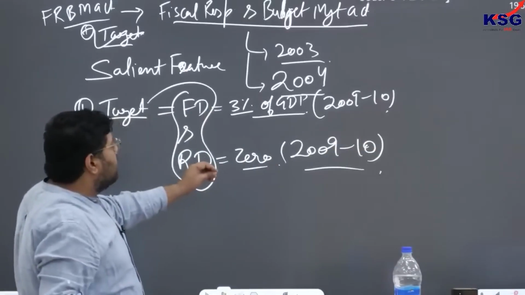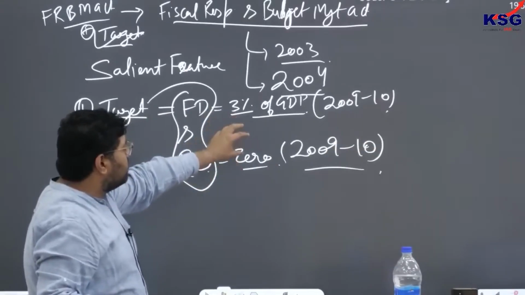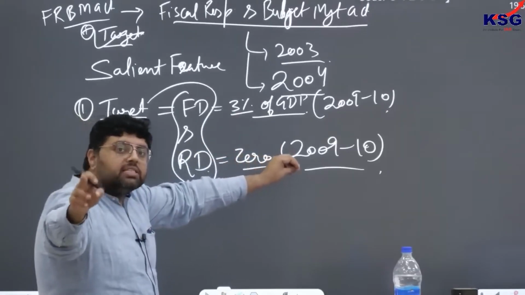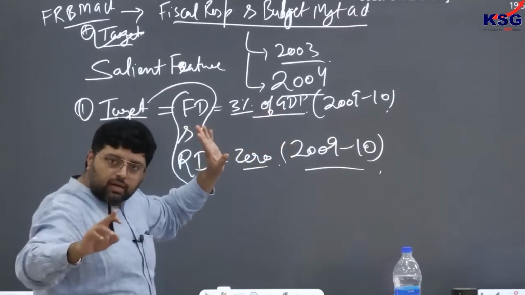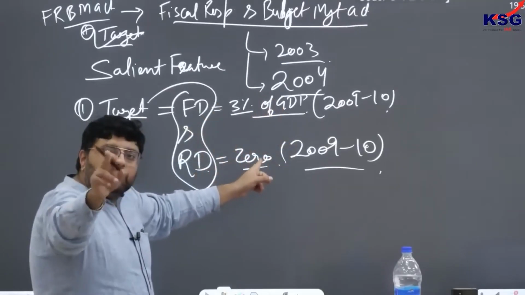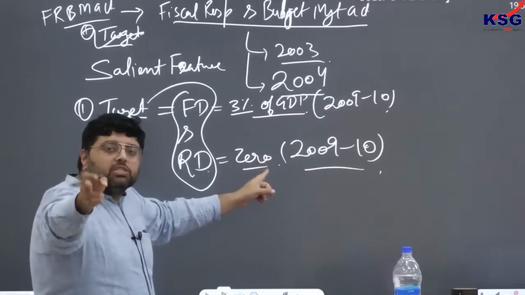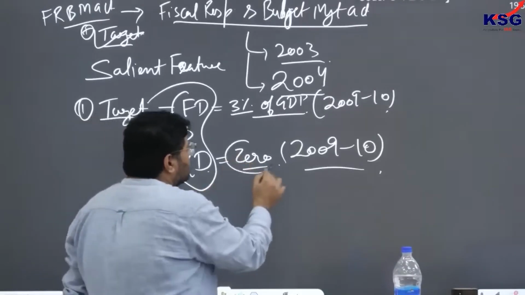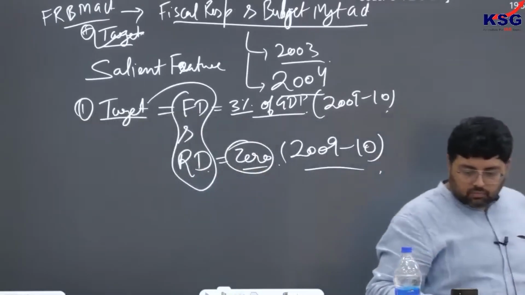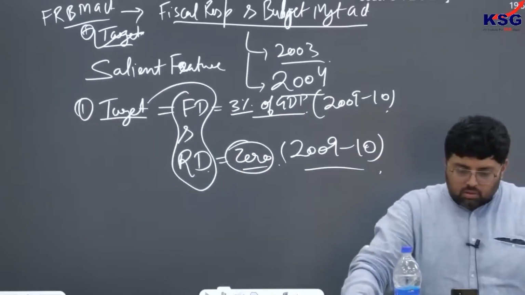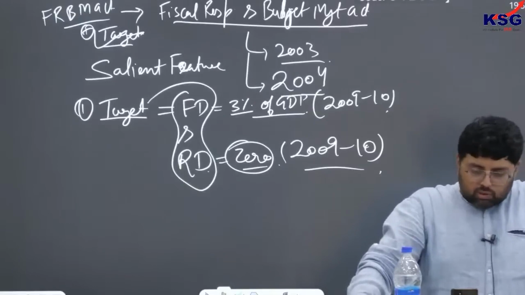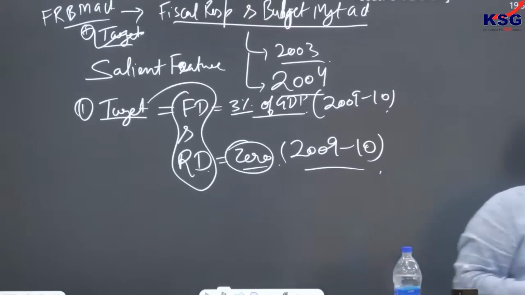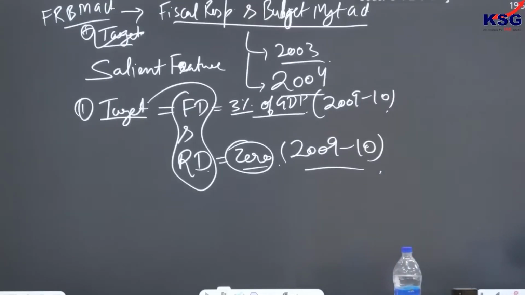So ultimately, what this number says is that the government can take total borrowing, but that total borrowing must not exceed 3% of GDP. Clear? Number 2, whatever total borrowing you are taking must be utilized only for capital expenditure, not for revenue expenditure. This is what it is talking about. Clear? So this is what you have to remember. I hope it is clear to you.